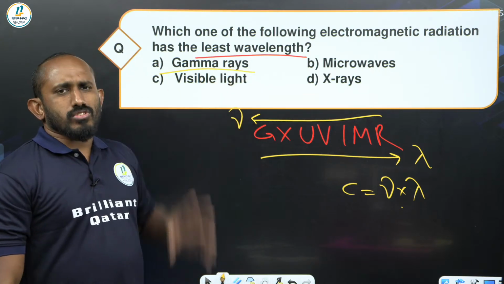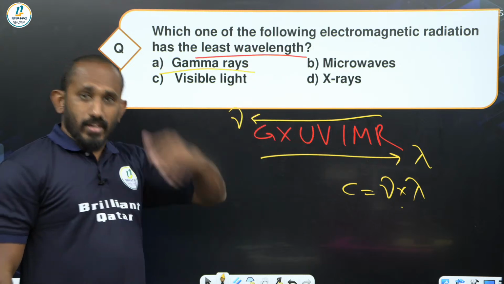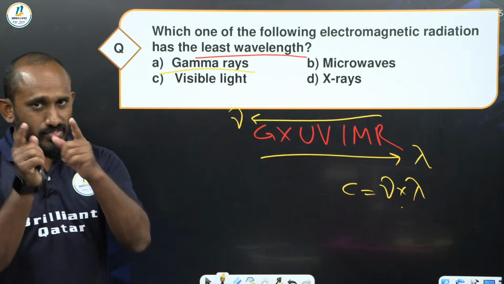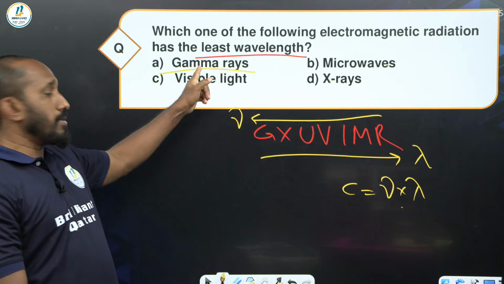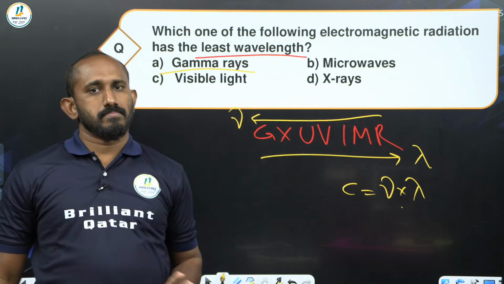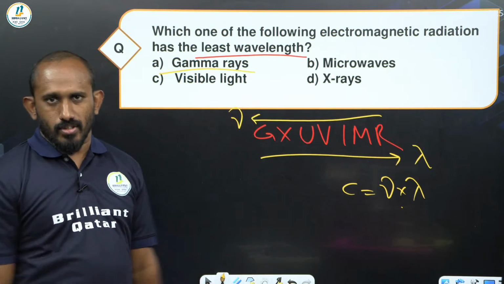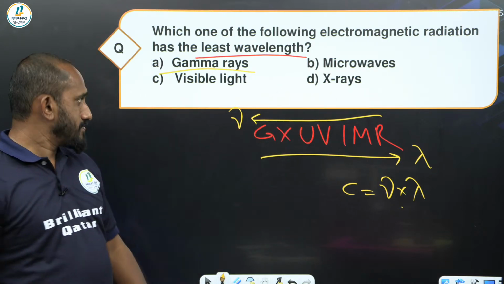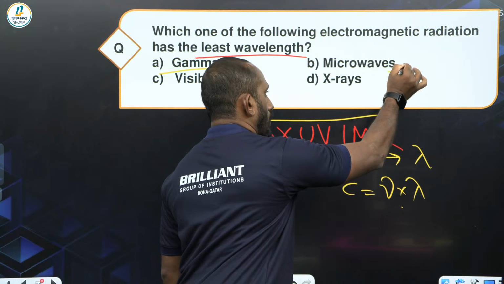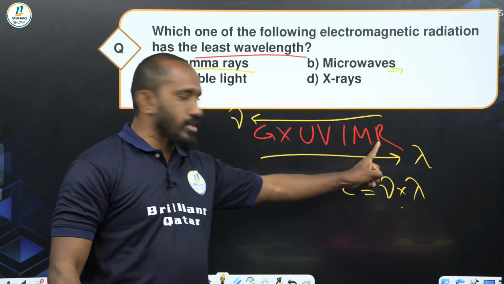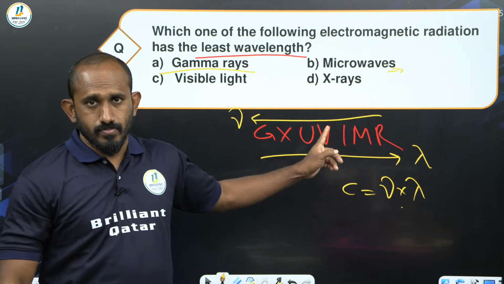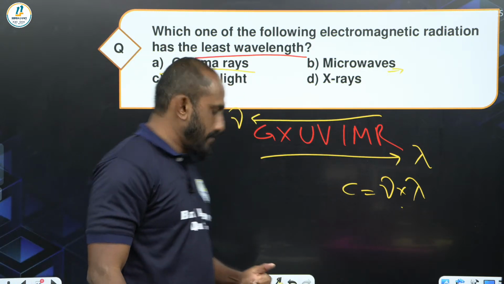Then suppose the question is which of the following has the highest frequency? Your answer will be again the same, gamma rays. The highest frequency and least wavelength throughout the spectrum will be gamma. Then out of the given, which has the longest wavelength? It will be microwave, the longest one, because it's near to radio waves. Microwaves can be used for communication purposes also. Okay, fine. Let's go for the next one.